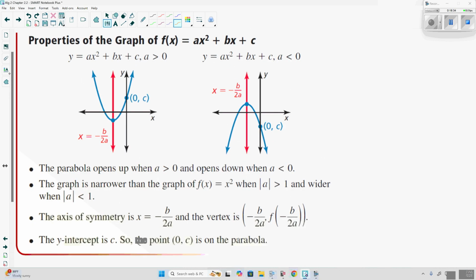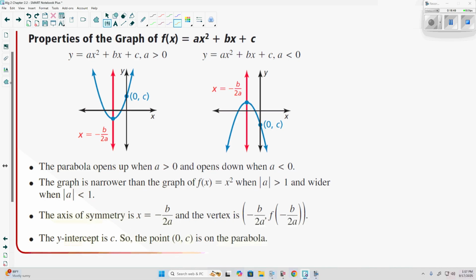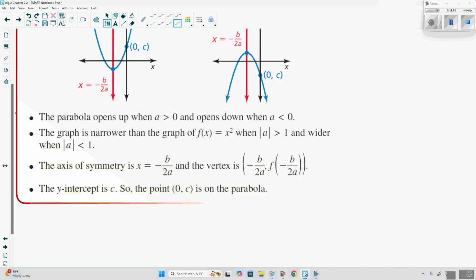Now, for a quadratic in standard form, if a is positive, if a is greater than 0, it's going to open up. If a is less than 0, it's negative, it's going to open down. The vertex is given to us by this point here, (negative b over 2a, f of negative b over 2a). And the axis of symmetry is given to us by the equation x is equal to negative b over 2a. And we'll look and see how that works here in a second.